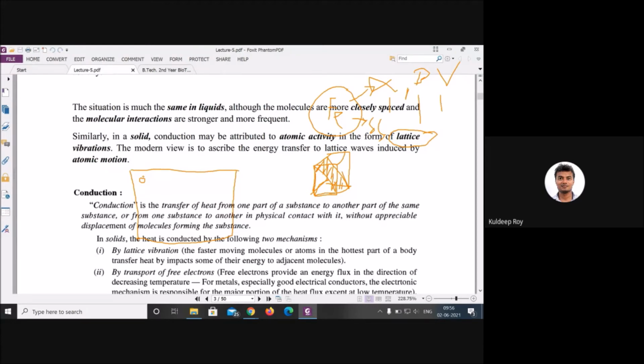Lattice vibration means it has some kind of energy. It wants to transfer from this position to this position, where it is lower temperature. There is one probability: either it can rotate like this, or by vibration, it will vibrate. Either there will be some kind of rotation or there will be some kind of vibration. Based on two phenomena, it is transferring the heat.